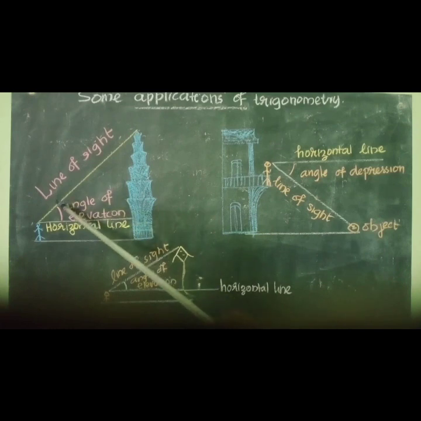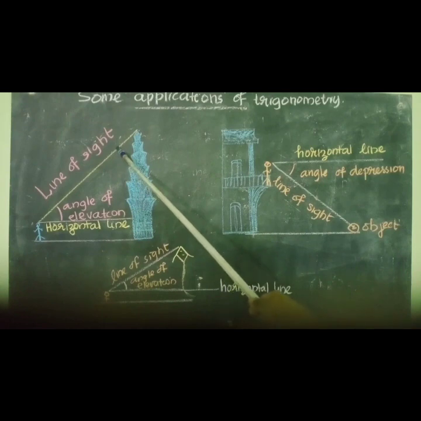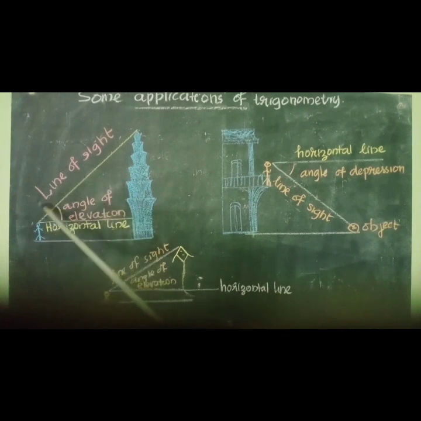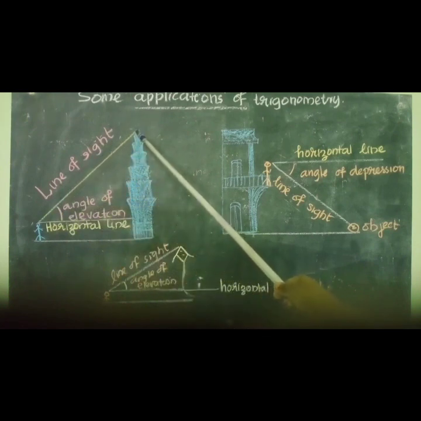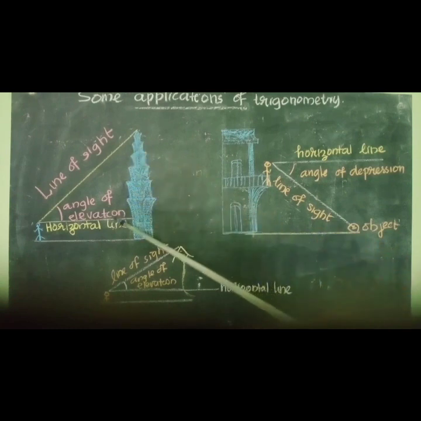Now we can see there is an angle formed by this horizontal line and line of sight. That angle is known as the angle of elevation. So angle of elevation is the angle formed by the horizontal line and line of sight when the point viewed by the observer is above the horizontal line.